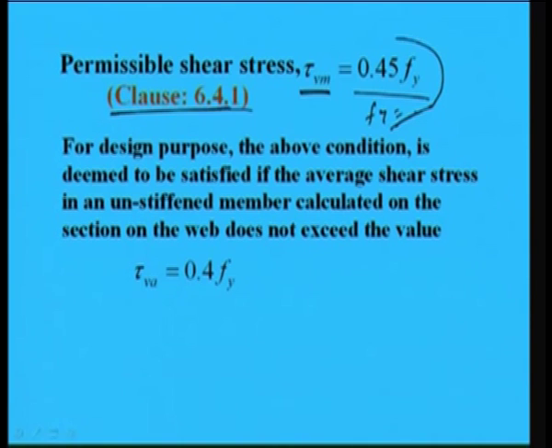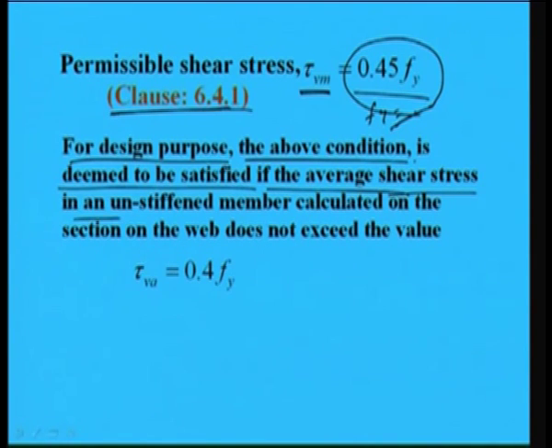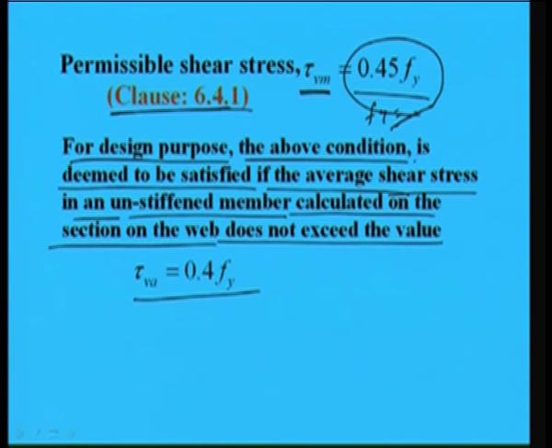So, on that basis we can find out the permissible shear stress tau Vm. Again, for design purpose, the above condition is deemed to be satisfied if the average shear stress in an unstiffened member, calculated on the section of the web, does not exceed the value of this. That means simply we can calculate tau Va equal to 0.4 Fy, and it should not exceed this value. So, average shear stress should not exceed 0.4 Fy.